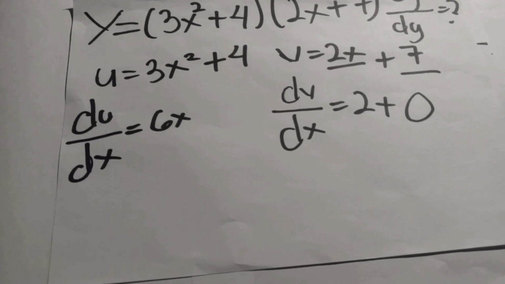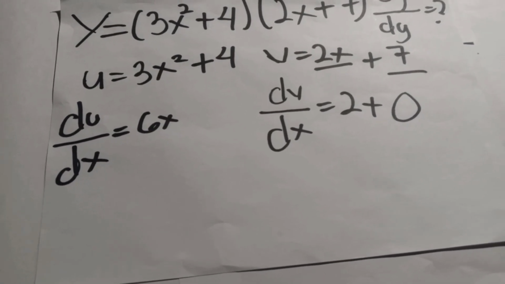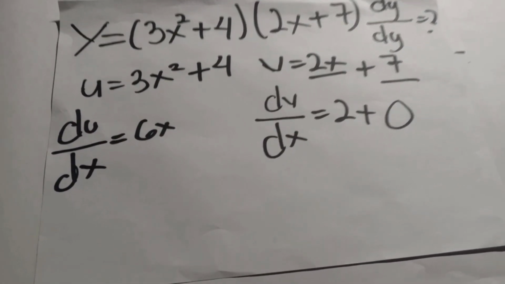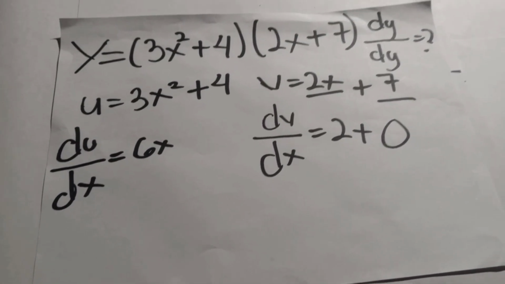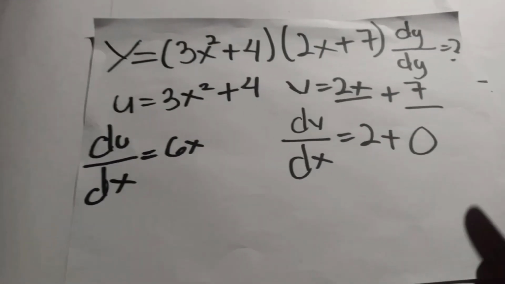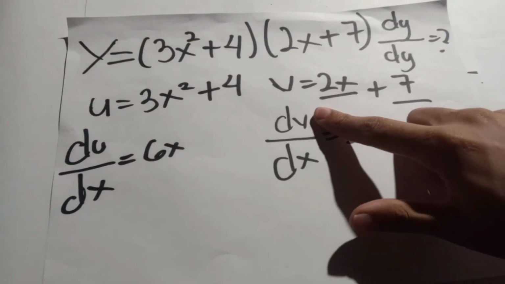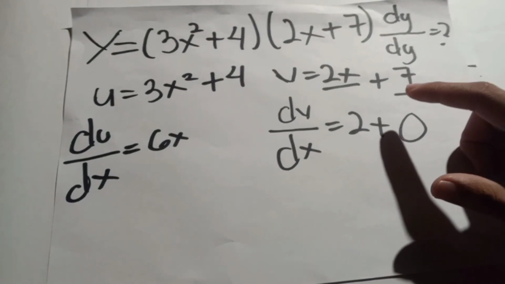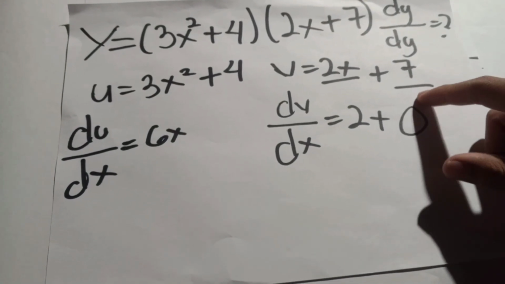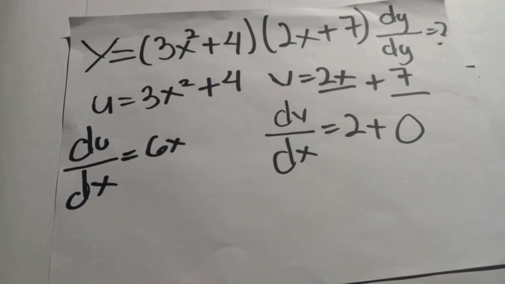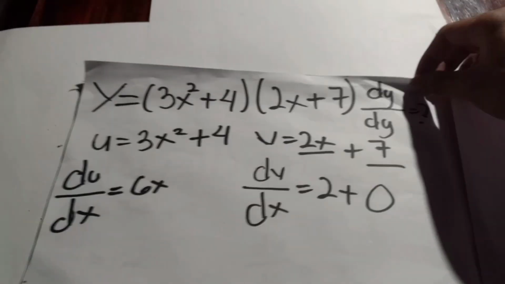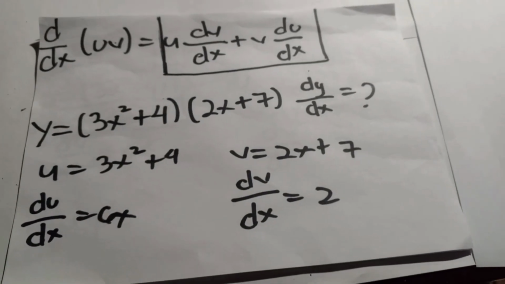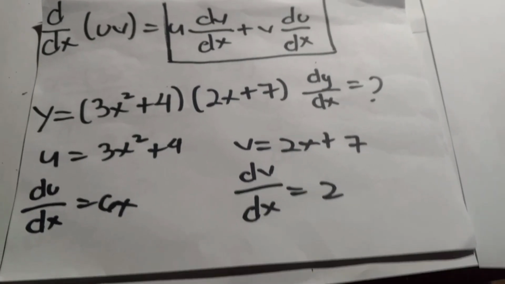Now, for v, differentiate 2x, we get 2. Lastly, we have 0, differentiate 7. We have all the terms and we can now plug them into the formula.